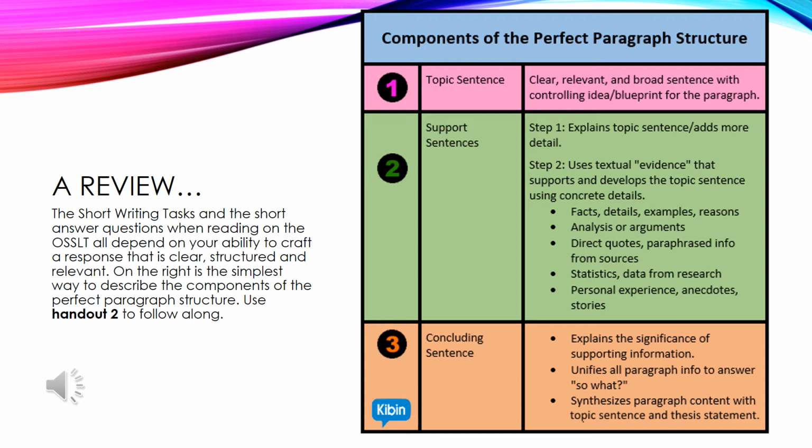The third part is the concluding sentence, and it's often the thing that most students forget about putting on. Please remember your concluding sentence. Without it, you cannot get a proper full score on the OSSLT question. Your concluding sentence explains the significance of your information. It ties the topic sentence and the supporting sentences together. It unifies everything, and it hopefully doesn't leave your reader saying, so what? It leaves your reader saying, wow, I guess so. Be sure to include all three components in any paragraph you write on the OSSLT.